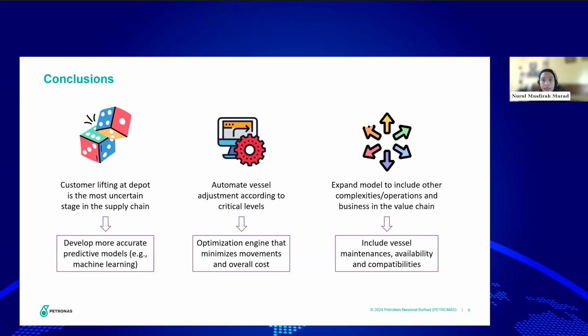to be able to develop an optimization layer that automates the adjustment of vessel. And the last one is planners would like the model to be further expanded to include more features of the value chain, such as vessel maintenance, availability, and compatibility. I think that's all from me. I'll pass back to you, Mark.